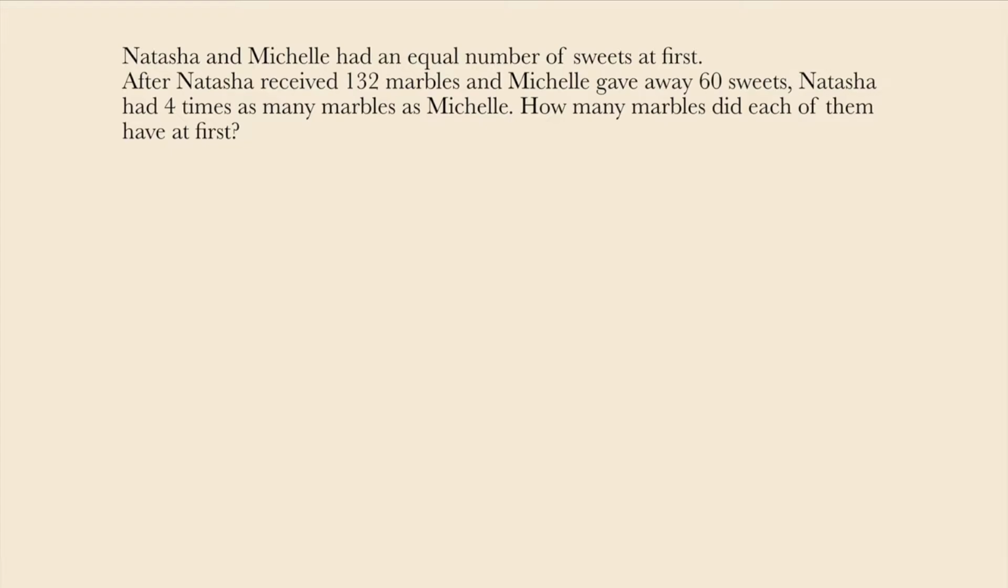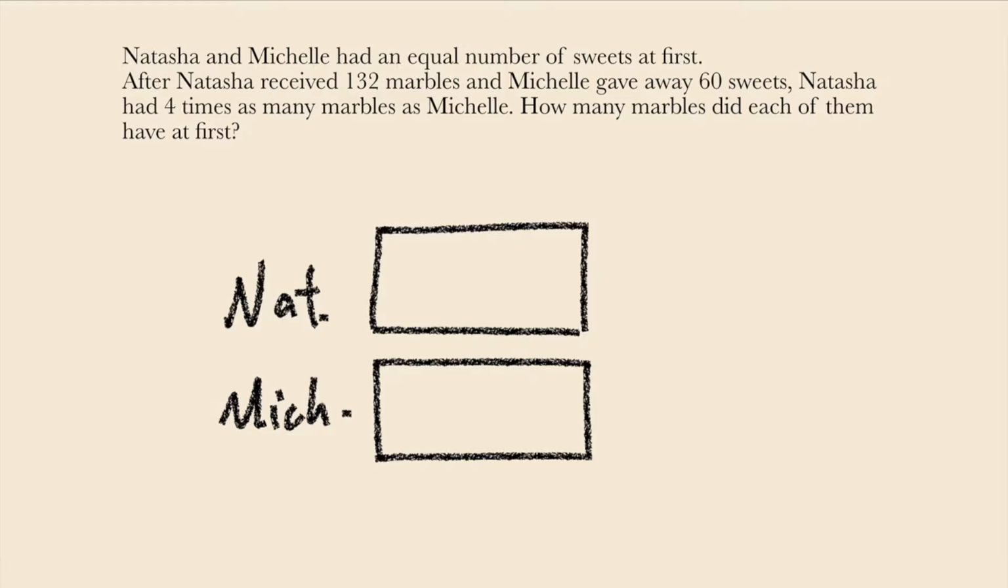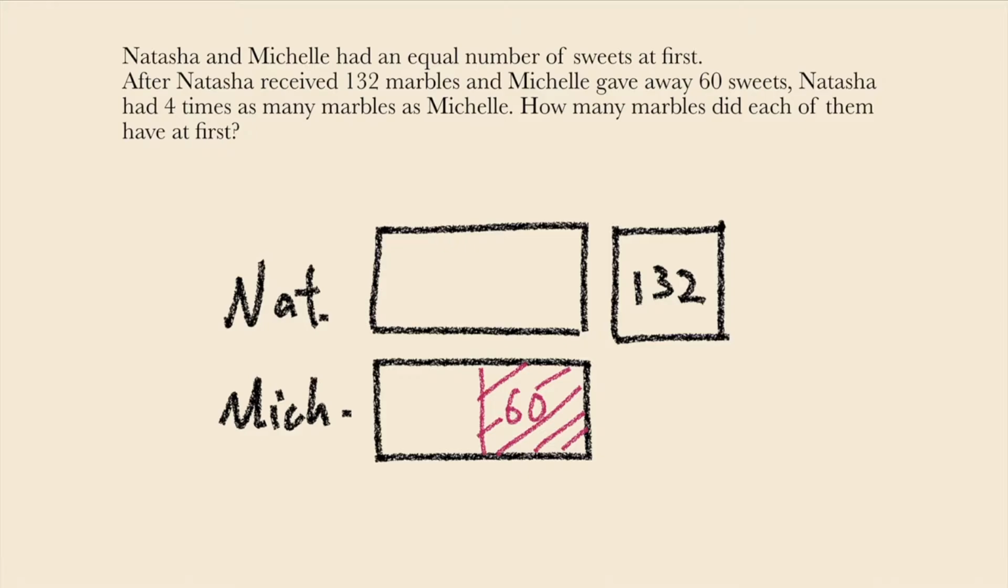N and M had an equal number of sweets at first. Again, this question type is about being told equal before or equal after. In this case, it's equal before. Now, after Natasha received 132, so gained 132, and Michelle gave away 60, so 60 removed, shaded. Now, drawing 60 here, we can draw 60 up there above. And next, Natasha had 4 units in the end, and Michelle had 1 unit in the end. So let's say Michelle had 1 unit in the end. So this portion is also 1 unit.